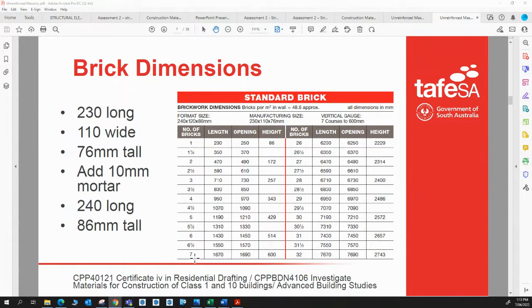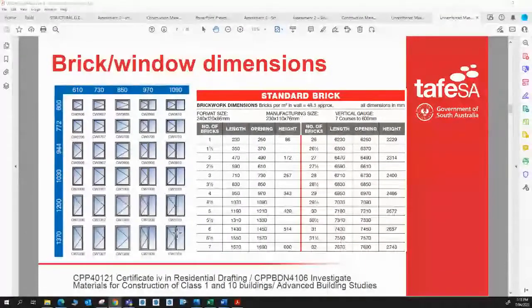So, brickwork dimensioning. With your standard brick being 230 long, 110 wide, and 76mm tall, when you add a 10mm mortar gap, it becomes 240 long and 86mm tall. And it's by no accident that those brickwork dimensions also line up with standard size doors and windows.